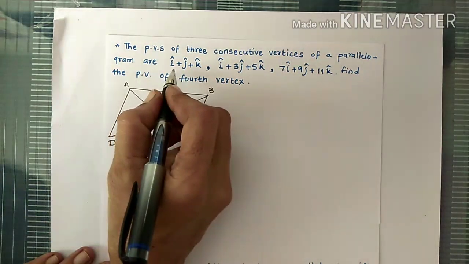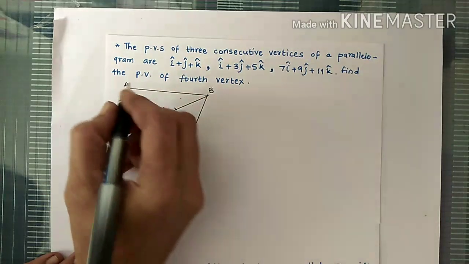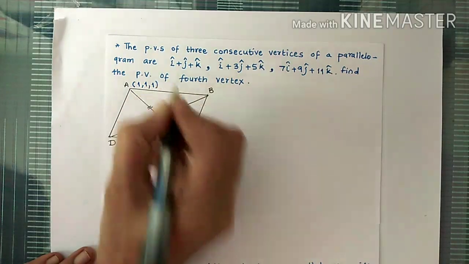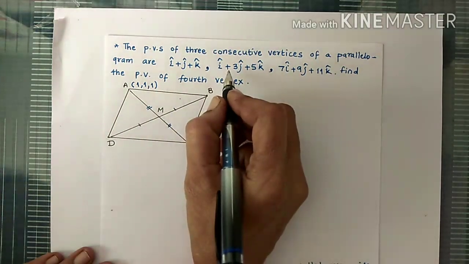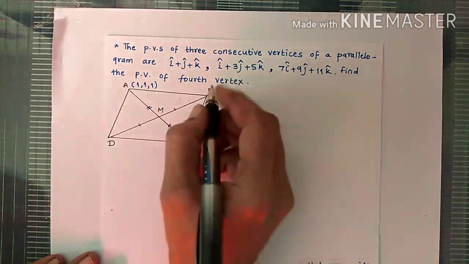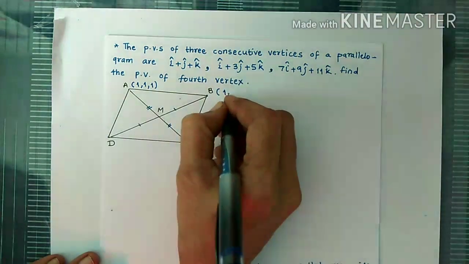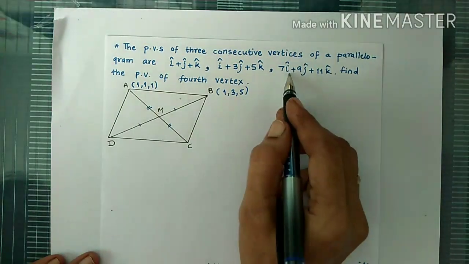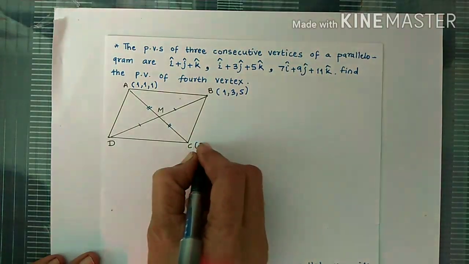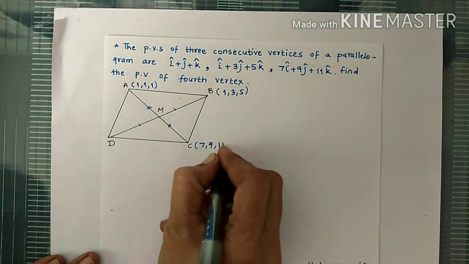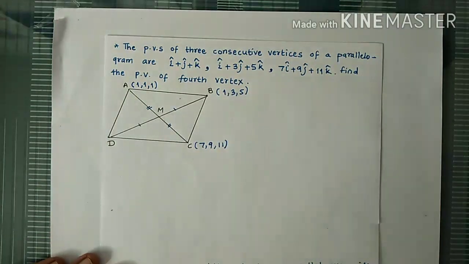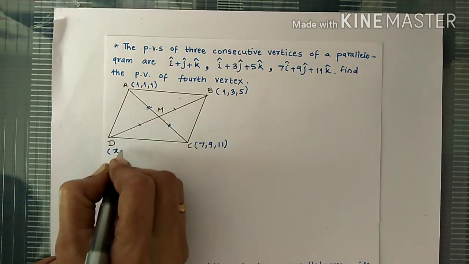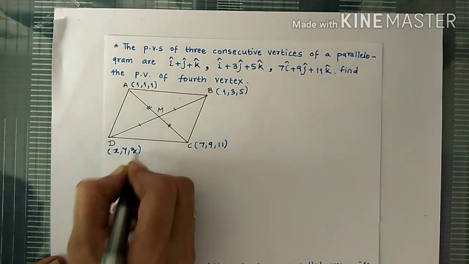So what is given is position vector of A is i plus j plus k. That means coordinates of A are 1, 1, 1. Coordinates of B, position vector is i plus 3j plus 5k. So the coordinates are 1, 3, 5. And coordinates of C are 7, 9, 11. So we have position vectors or coordinates of three consecutive points. Now we have to find out D. So let's take D as x, y and z.